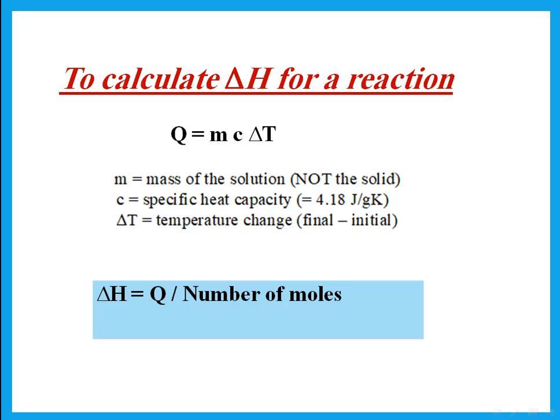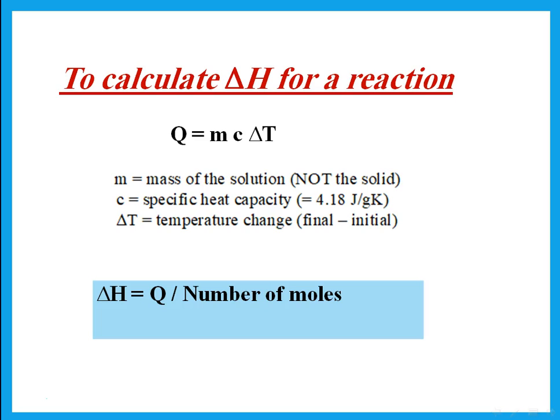So remember that we're dealing first with mass of a solution. What is the mass of the solution? Is the same as the volume. Now, C is the specific heat capacity, and just know that for our purposes, C is basically 4.18. So wherever you see C, just put 4.18. Now, delta T is the temperature change, the difference between the two temperatures. Once we get Q, now I need to get delta H. Delta H is the quantity of energy per mole. So I have to divide the Q by the number of moles.